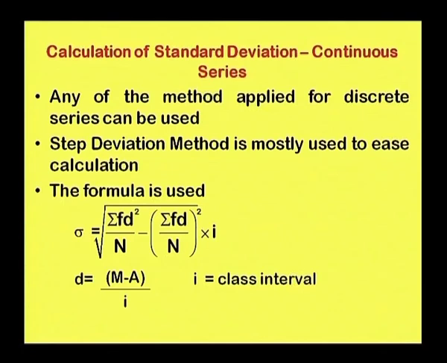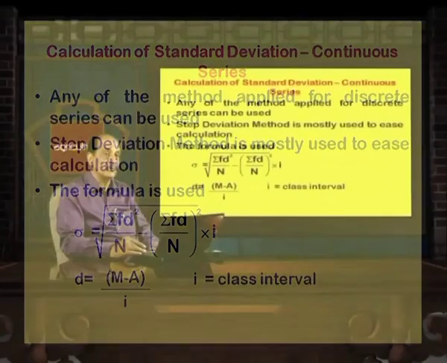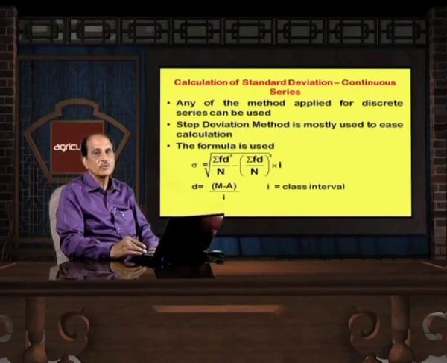Now, what is the formula that is used in this connection? Standard deviation is equal to the root of summation f d square divided by n, minus the square of summation f d divided by n. After we deduct this outcome from summation f d square divided by n, we get the result, and this is to be under rooted. Then we have to multiply by i. Here i is the class interval, and d means the difference of mid value and assumed mean, divided by i.